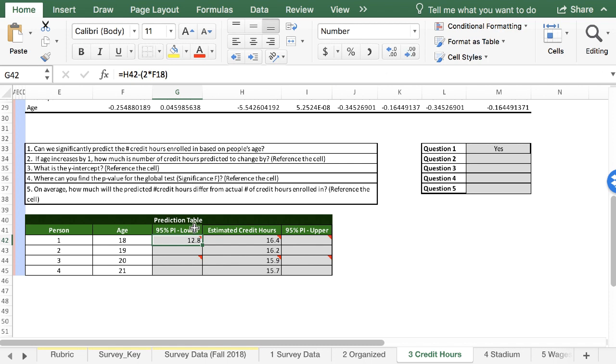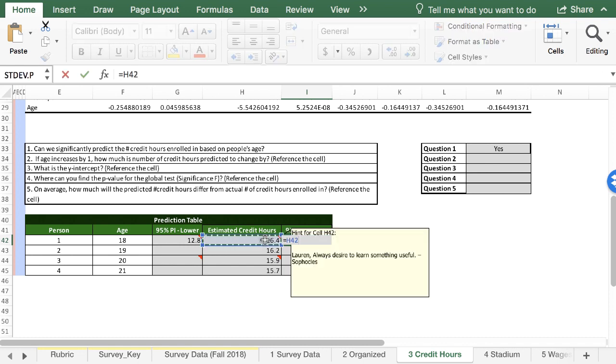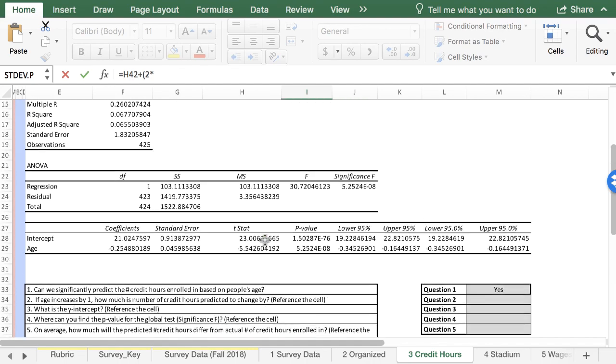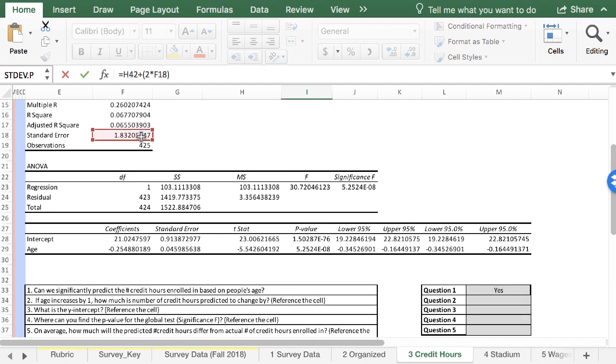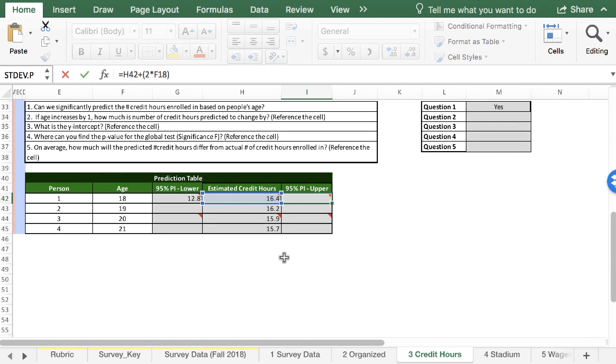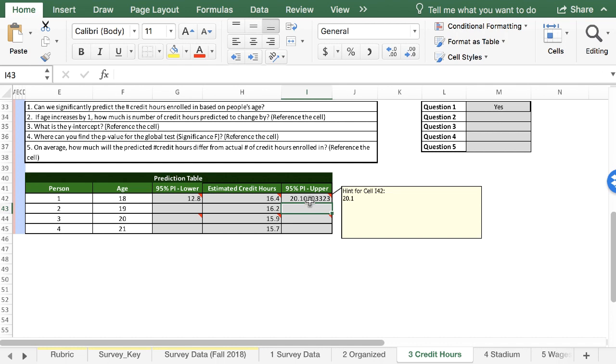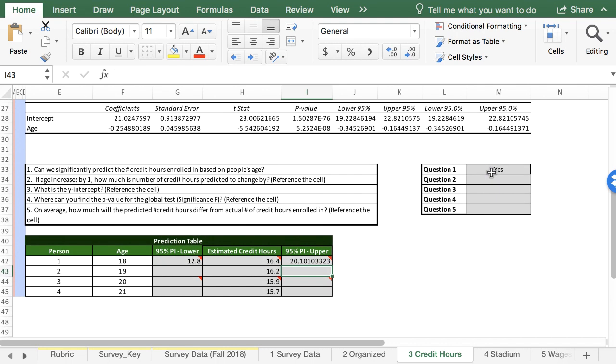You can lock those cells and drag them down, and then on the upper side we do essentially the same thing. We're going to grab the estimated credit hours, but this time we're going to add, because we had a lower range, subtract, an upper range, add 2 times, again, that standard error. I got 20.1, it's telling me that's correct, so I can format. Make sure you lock your cells appropriately, drag it down, answer the questions, and you can move on and use these same techniques on the remaining tabs.